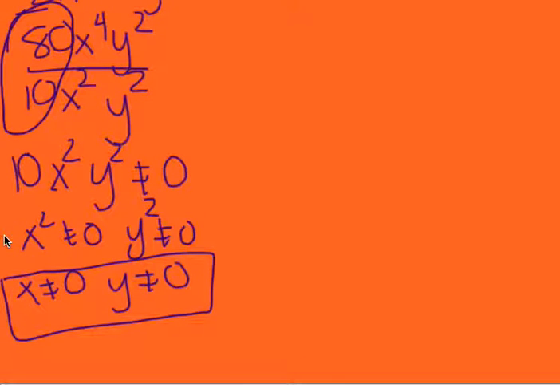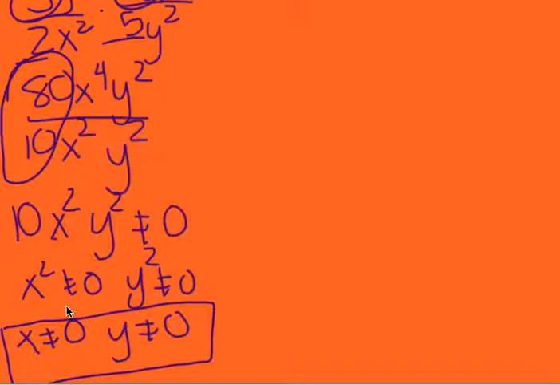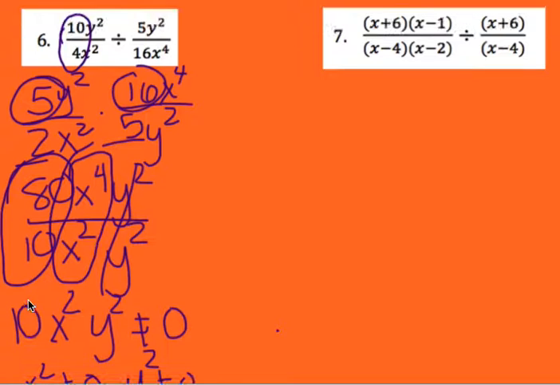So then I can go through and start simplifying this. Well, 80 divided by 10 is just going to give me 8. Y squared over y squared is going to cancel out since we have the same exponent over itself. X to the 4th divided by x squared is just going to give you x squared when you subtract out those exponents. So let's go ahead and take a look at number 7.